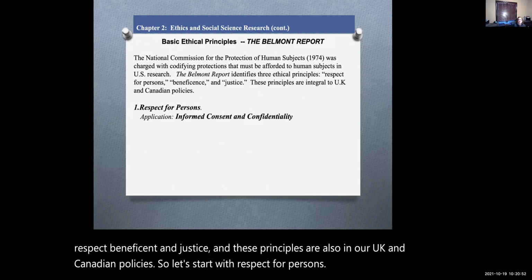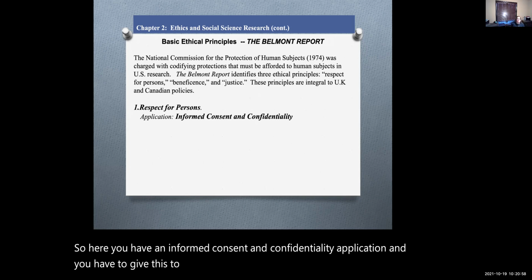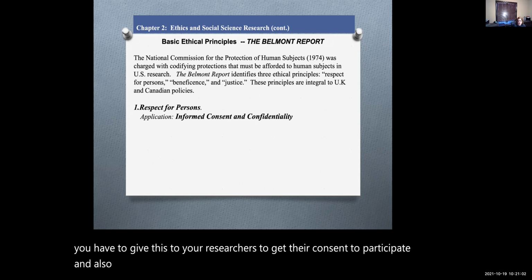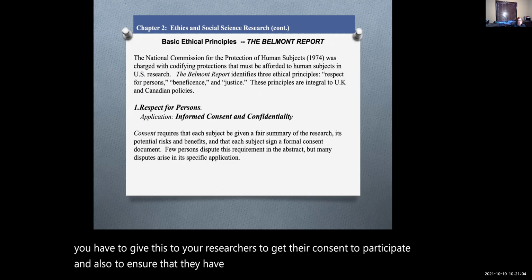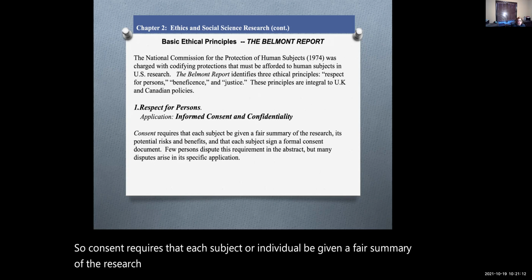So here you have an informed consent and confidentiality application, and you have to give this to your researchers to get their consent to participate and also to ensure that they have confidentiality. So consent requires that each subject or individual be given a fair summary of the research, its potential risks and benefits, and that each subject sign a formal consent document.